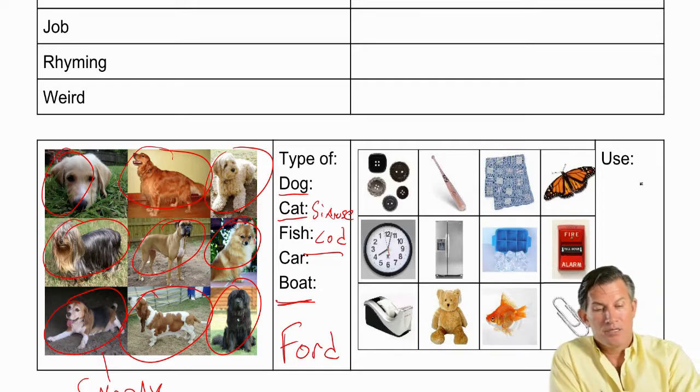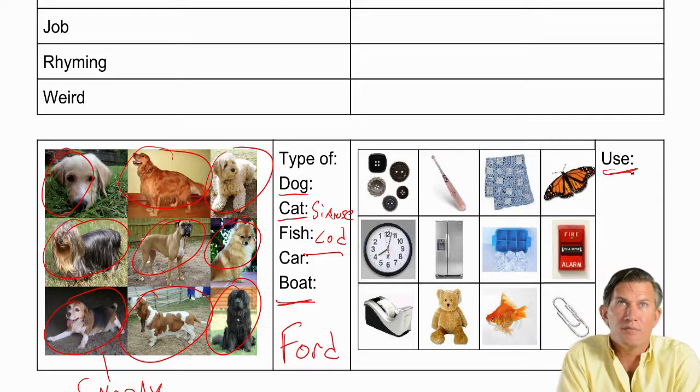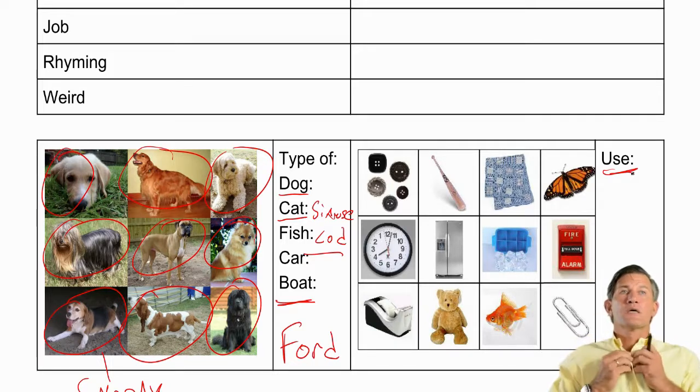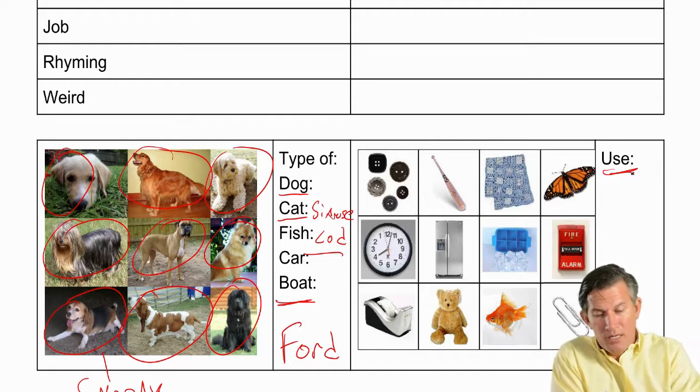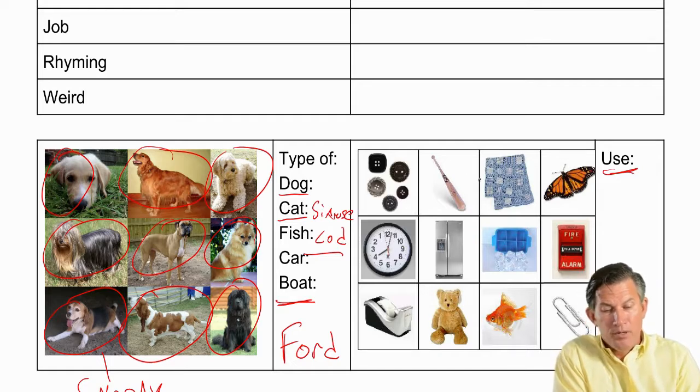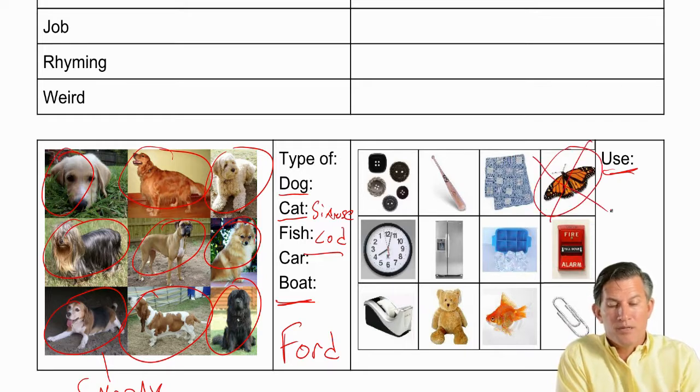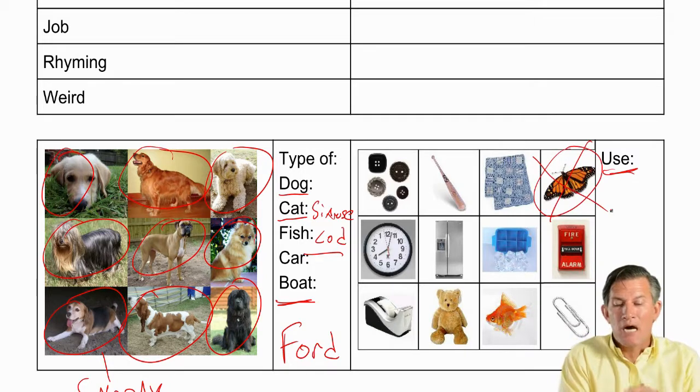Now, think about how we use items. What are buttons used for? I grabbed this from the internet. Let's see. Buttons are used to fasten things. Okay. There we go. A bat is used to hit people with. To hit a ball. To attempt to hit a ball. A blanket is used to cover up or to keep from the cold. You don't really use butterflies, so just forget about that. I don't use them anyway.